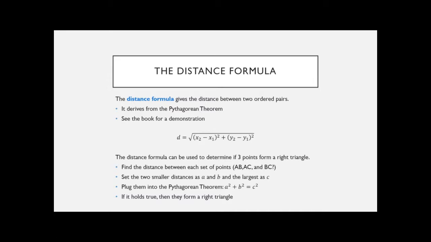So the distance formula comes from the Pythagorean theorem. The book goes through how you can come up with that equation. But I've got the formula here. D equals, and then you've got this whole long square root thing going on here. But it's x2 minus x1 quantity squared plus y2 minus y1 quantity squared inside that square root.